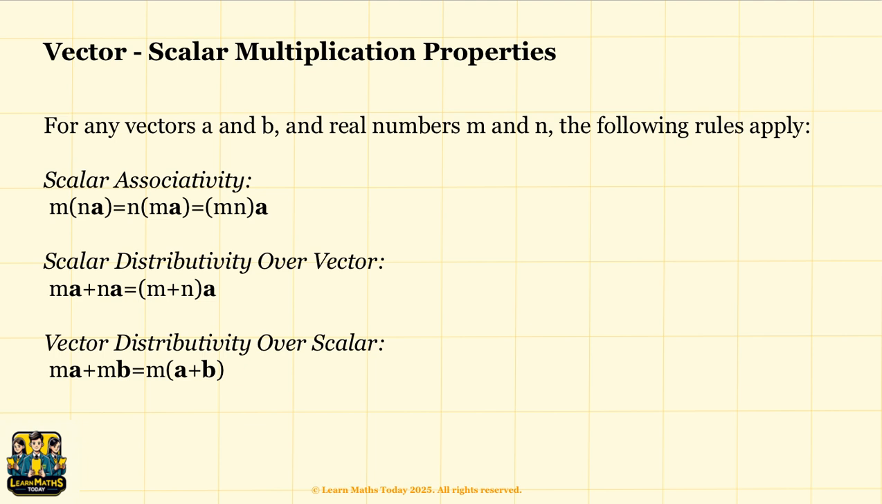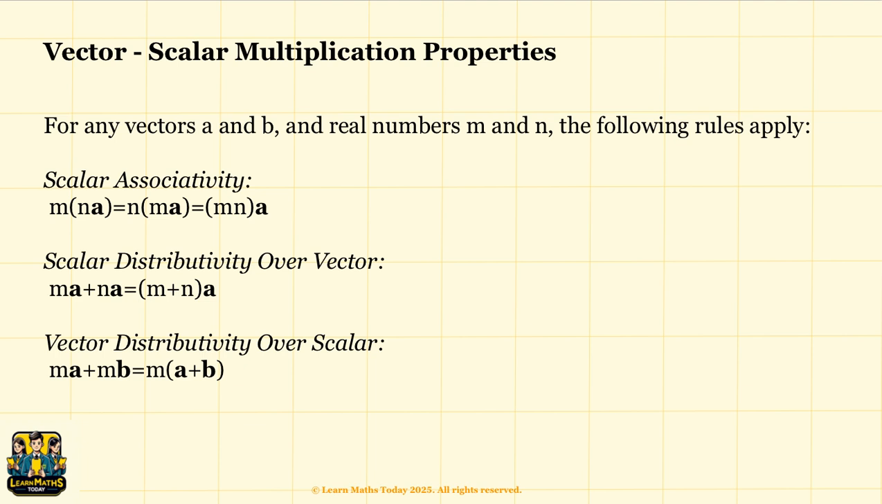For any vectors a and b and real numbers m and n, the following rules apply. The law of scalar associativity means that we can multiply scalars in any order when applied to a vector. Here you can see there are two scalars, m and n. If you want to multiply both of them to the vector a, you can choose to multiply in any order, meaning you can choose to multiply by m with the vector a first, or you can choose to multiply by n with the vector a first. It does not matter.